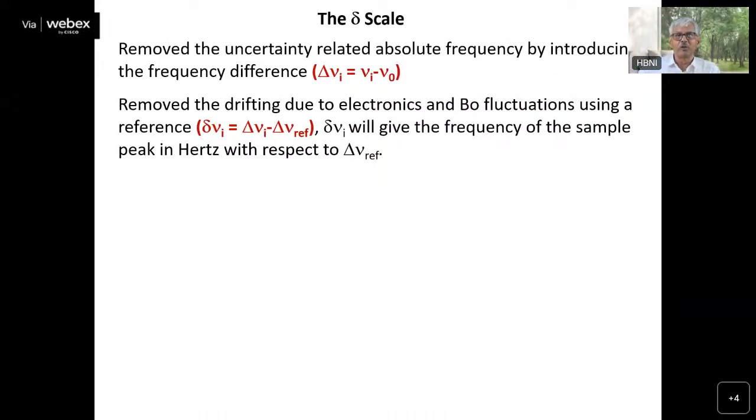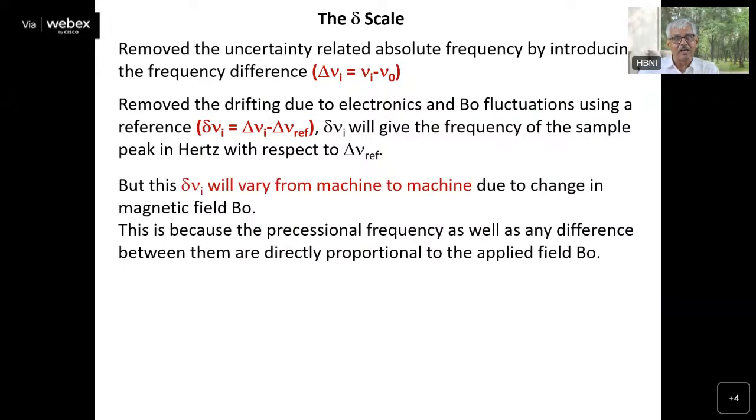So what we have done so far is remove the uncertainty related to absolute frequency by introducing the frequency difference. And then we remove the drifting due to electronics and the magnetic field by using a reference. Now the third problem comes: this delta nu i will vary from machine to machine. It will not be constant in all machines. Suppose you record at 60 megahertz, and if you record the same NMR at 500 megahertz, you will see you're getting different delta nu i values.